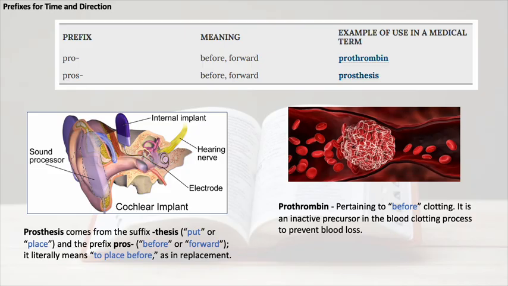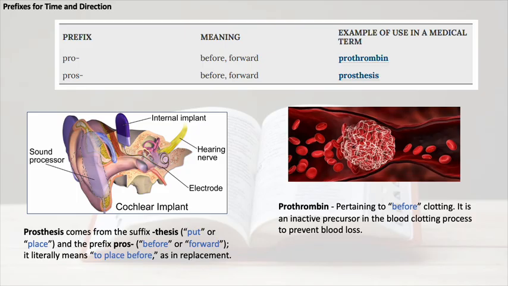Now, a prosthesis is an artificial device that replaces or supports the function of a body part and is put before. So examples are artificial limbs, so prosthetic limbs, artificial heart valves, and cochlear implants. A cochlear implant is a surgically placed device that is inserted in the inner ear and helps people with severe hearing loss to be able to hear. And it's considered a prosthetic or prosthesis device.